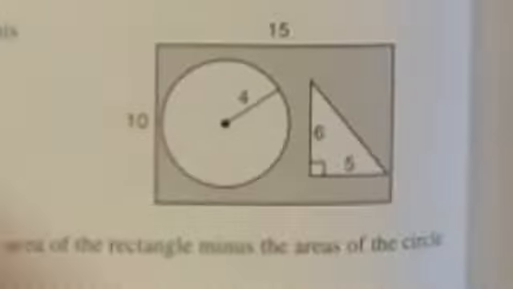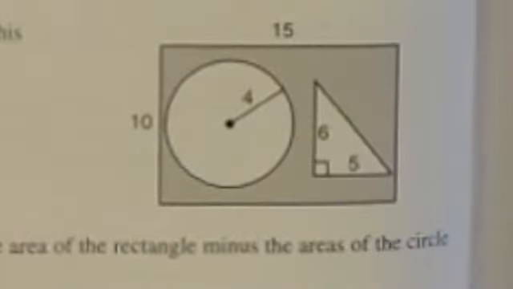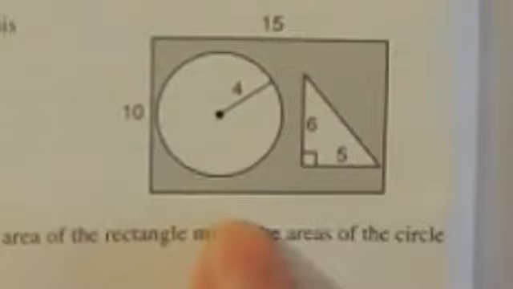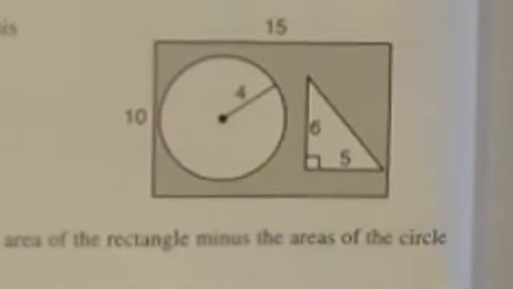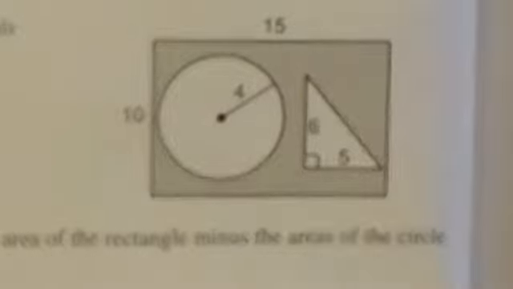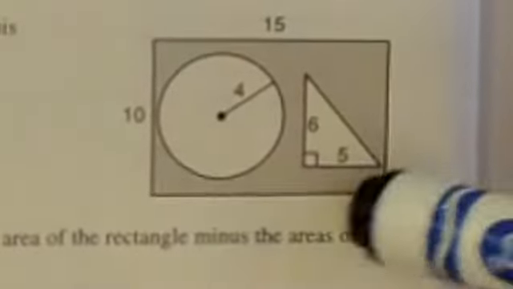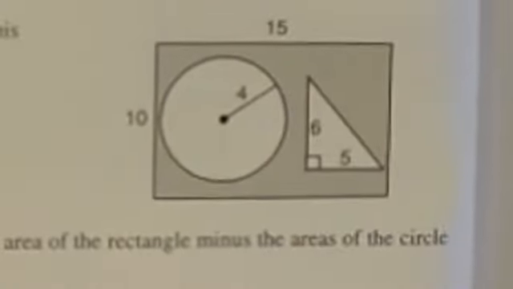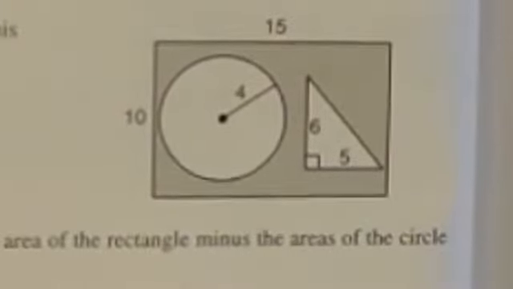Okay, we have this figure. Our instructions are to find the area of the shaded portion of this figure, and it says that dimensions are in meters. So what we have is a rectangle, and inside of the rectangle are cut out portions of a circle and a triangle. So the shaded area is going to be the area of the rectangle minus the area of the circle and the area of the triangle. Okay?